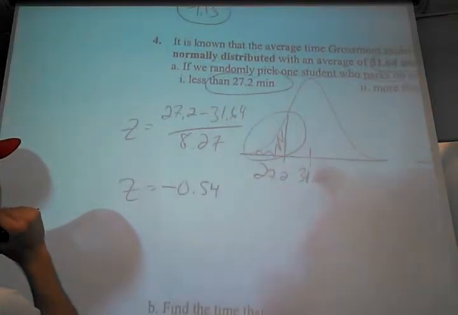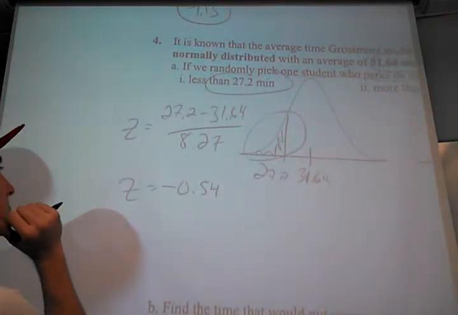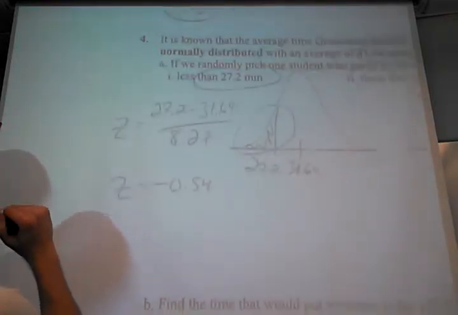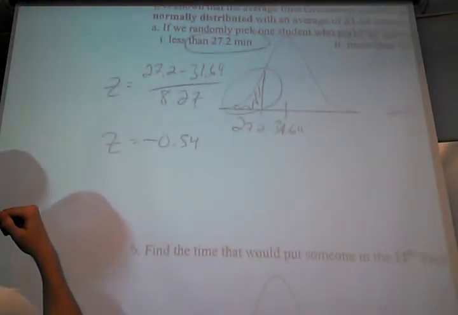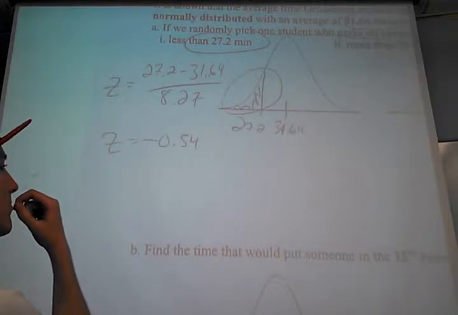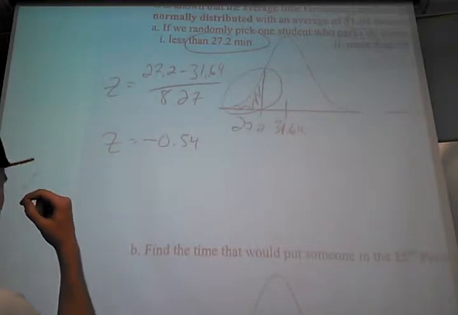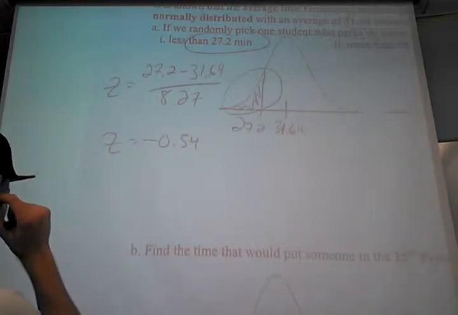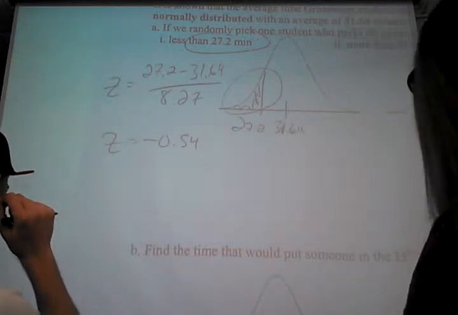Now, do you see how this is one step away from the problems in number 1? They didn't give me a z-score, so I make it a z-score. So when I look up negative 0.54, what do you get? 0.2946. Yep. This area here is 0.2946.